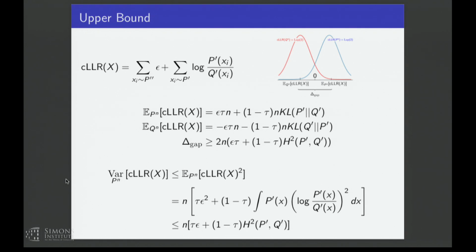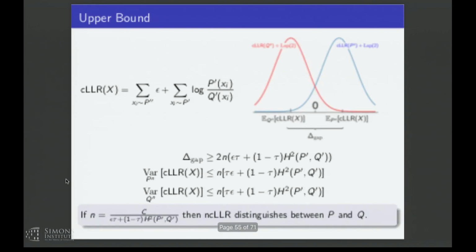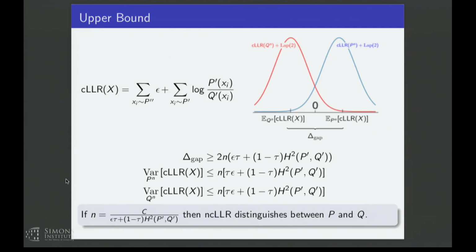And I'm assuming my epsilon is less than 1. The reason that's fine is because we know that for any constant epsilon, we get privacy for free. And that comes from the fact that we proved earlier that you're always less than 1 over epsilon times the non-private sample complexity. Okay, so now I've got that my variance is less than n times this thing, which again is the denominator in my sample complexity bound. And I can similarly prove the same thing for Q.